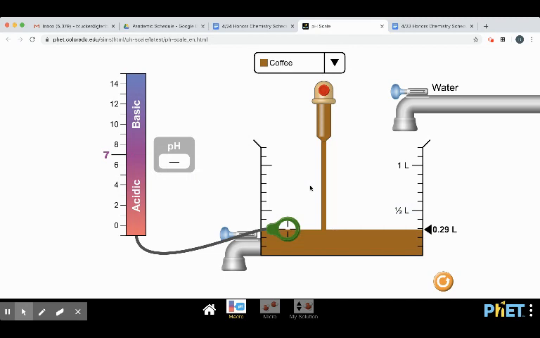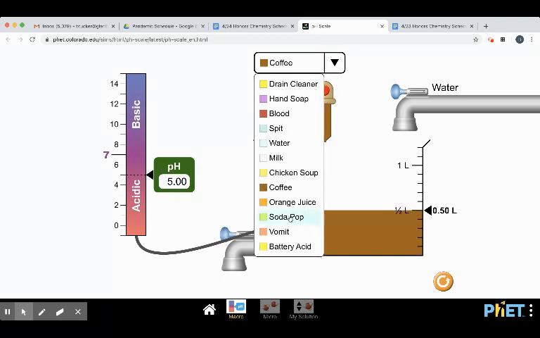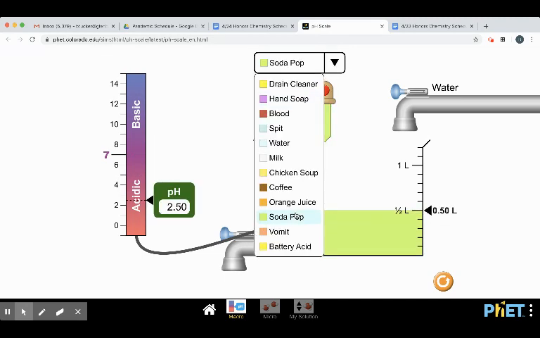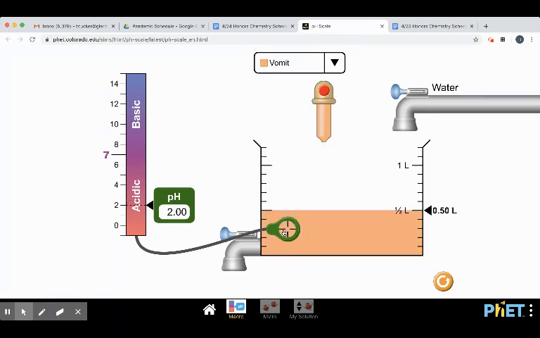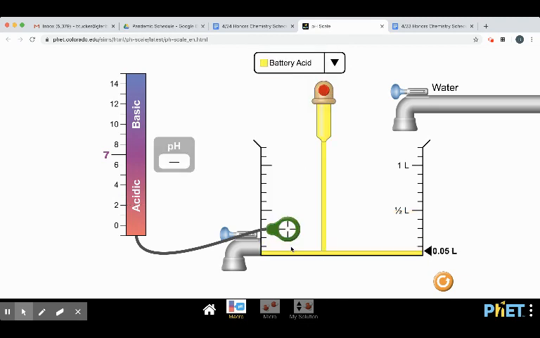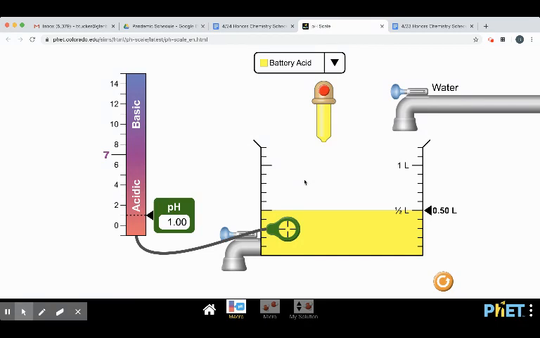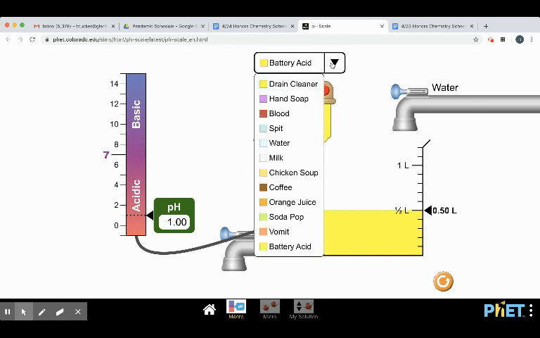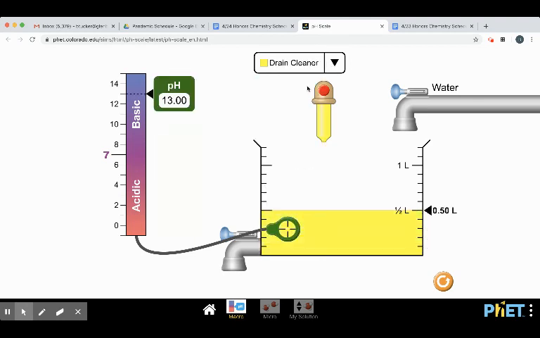Moving down, we've got some coffee, 5, some soda pop, 2.5. Oh, nice, vomit. Great, we got spit and vomit. The vomit has a pH of 2, very acidic, maybe due to that HCl that's being pumped out from our stomach. And then at the bottom here, we have some battery acid, pH of 1. So what is the range for the pH scale? It looks like over here it's going from 0 to 14. Which substance has the lowest pH? That battery acid. Which substance has the greatest pH? The most basic would be that drain cleaner.